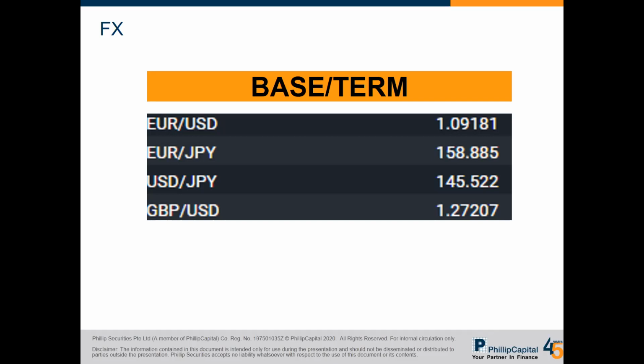Using the first row as an example, Euro and USD, Euro is our base currency and USD is our term currency. So if you refer to the base and term using these codes, you immediately know that 1 euro can be exchanged for 1.09 USD. The next one, 1 euro can be exchanged for 158.88 yen, and 1 USD can be exchanged for 145.522 yen, and 1 pound can be exchanged for 1.27 USD.